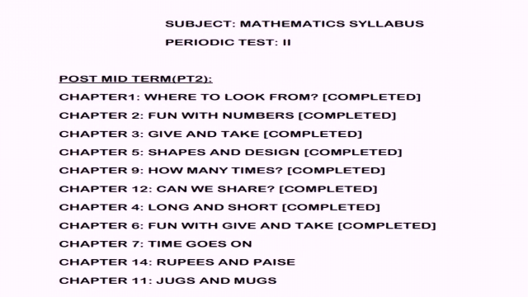Here we have learned about Fun with Give and Take. We have learned different types of addition, subtraction, puzzle questions, and many more different types of questions on addition and subtraction. Then Time Goes On is related to time. Rupees and Paise, from the name it is very clear, is related to money. In Jugs and Mugs, we have learned capacity. What is capacity? The amount of liquid a container can hold is called capacity. These are the things we have learned in these chapters.